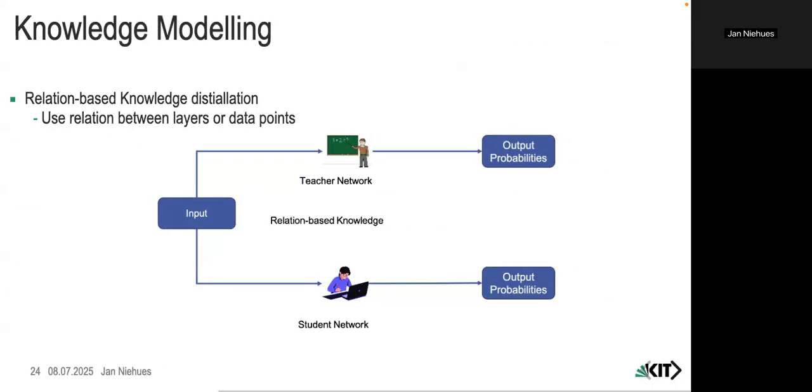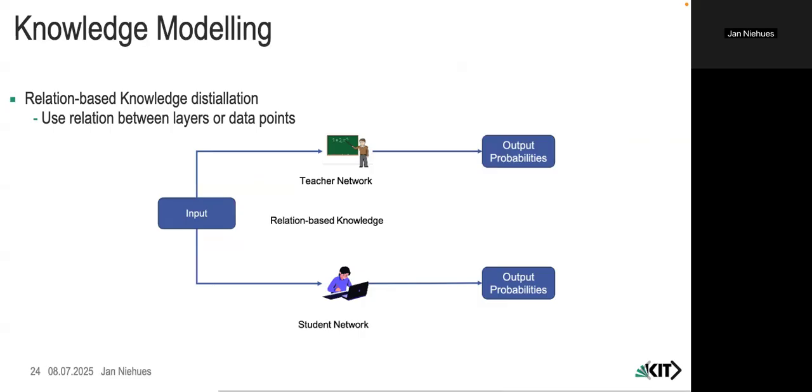Finally, there's what is called relation-based knowledge distillation, where you look at what is happening. You're not looking at the absolute value, but you're looking in the student network at which calculations are done. What is the relation between some layer and some future layer? So which calculation is happening, the delta between some calculations? And you try to do the same thing then in the student network.